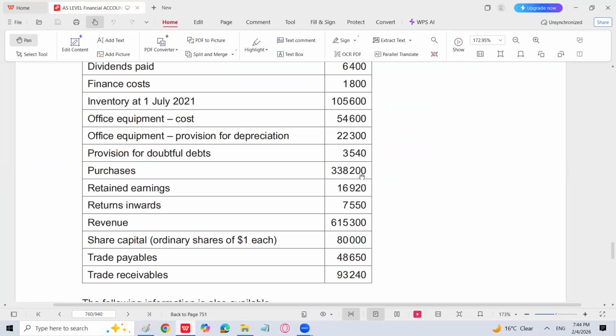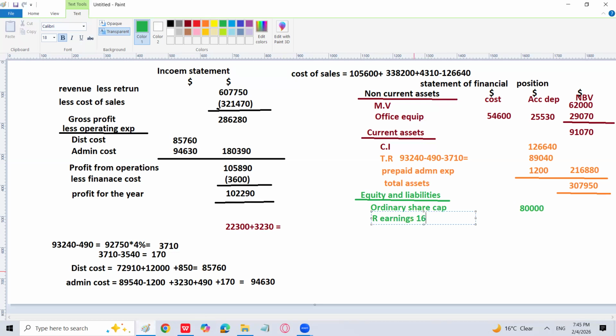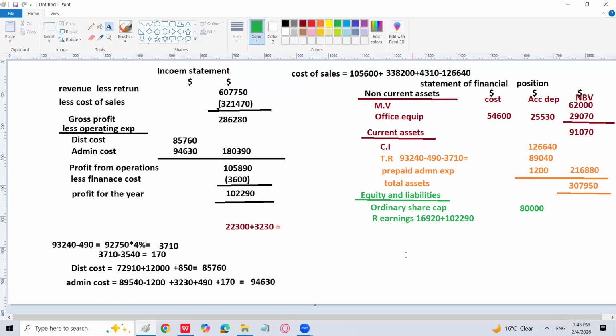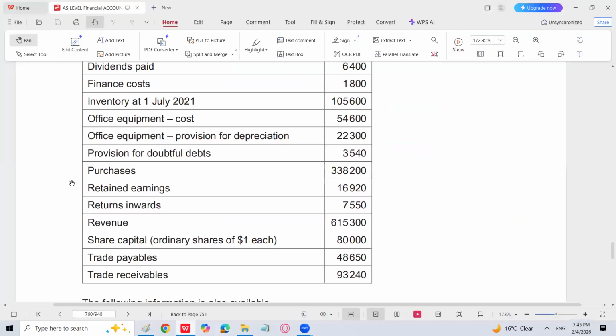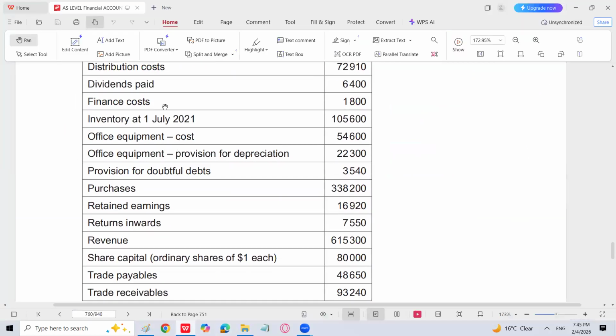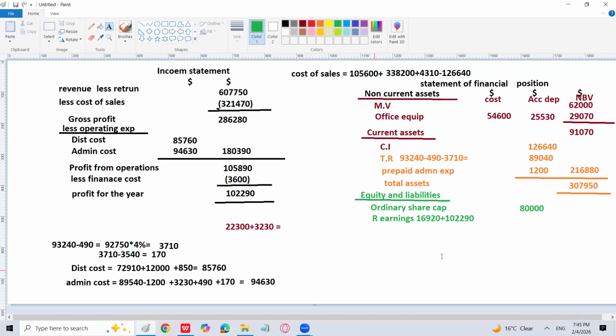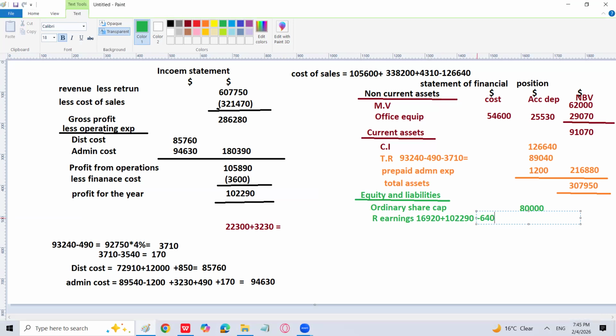Retained earnings is given, that is 16,920. So let's see how I will go for the calculation of retained earnings. 16,920, that is the retained earning at the start, profit from the previous year, plus profit for the current year, 102,290, minus the dividend we are paying. We have to subtract the dividend from this because dividend is the profit on shares. The dividend paid is basically 6,400. So we need to subtract the dividend from the profit for the year, which is supposed to be paid. What is the amount?